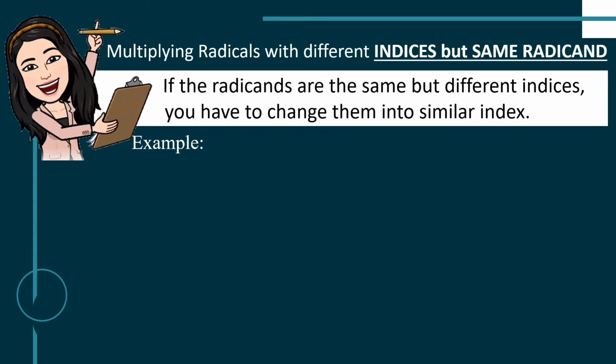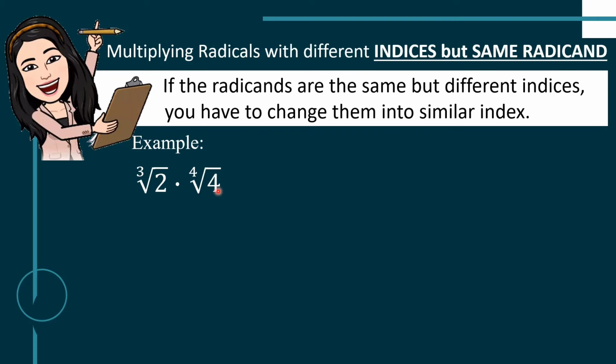Okay, class, nag-follow ba sa una nating example? Okay, if you do, try natin ulit itong pangalawang example. We have the given is cube root of 2 multiplied by 4th root of 4. So, dito, ma'am, paano yan? Different indices na, pero magkaiba rin yung kanilang radicand. Okay? So, wag na kayong kabahan.